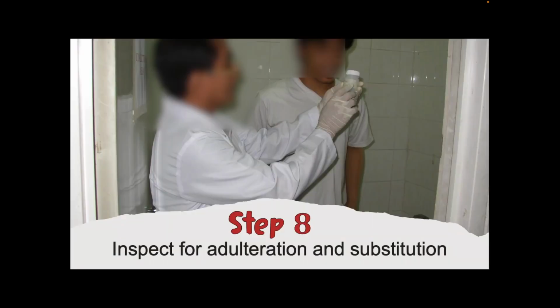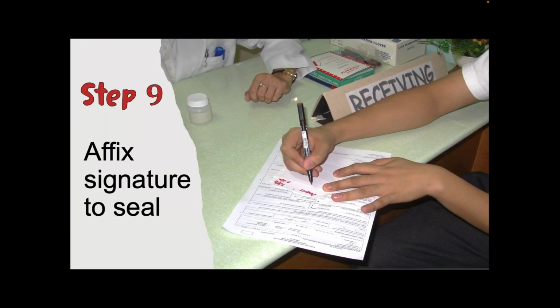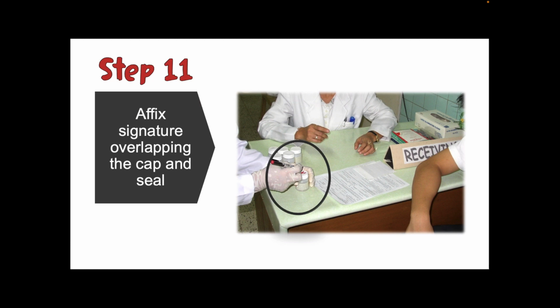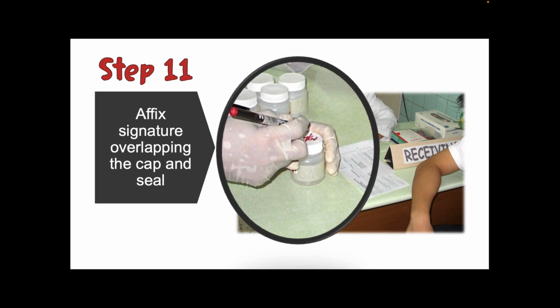And next one, you have to inspect again for adulteration or substitution. Next, let the donor affix his or her signature to the seal. Once the donor has signed the seal, apply the seal over the lead bottle in front of the donor. So you have to close the container and apply the seal over the lead bottle in front of the donor. And next one, affix the signature overlapping the cup and the seal, just like that. You just have to make sure that it is sealed properly.